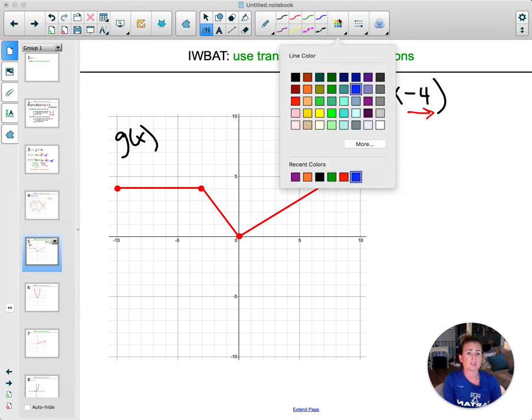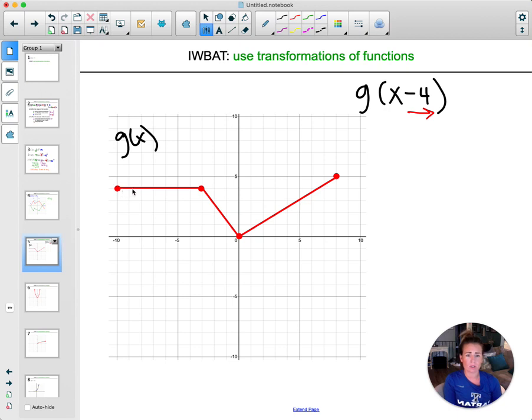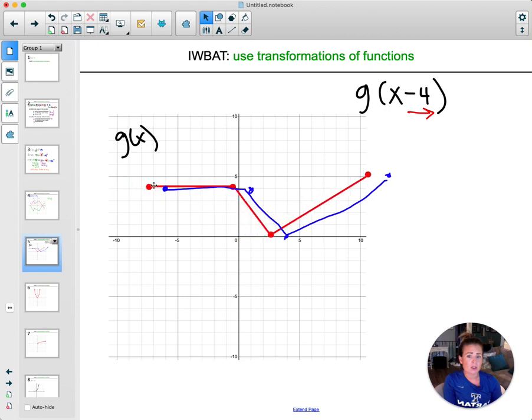So then again, you're just going to pick up all of the points and move them 4 units. So I'm just going to do these 4 points, move them 1, 2, 3, 4. And then you would just connect to get your new function. Or for me, I could just physically pick it up and go 1, 2, 3, 4, and then I have the new function. So inside the function moves it left or right. Shifting it left or right.